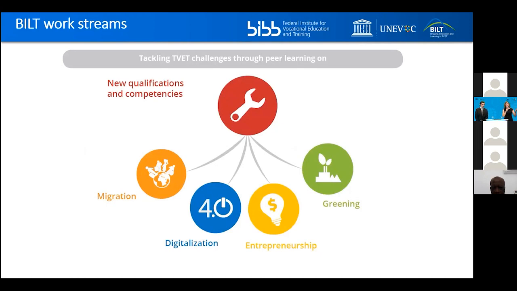Our core questions related to these BILT thematic areas are, firstly, which new qualifications and competencies are relevant, with special attention paid to green competencies, to entrepreneurial competencies, to digital competencies, and to competencies related to migration? Secondly, how do we integrate new qualifications and competencies in curricula and training regulations once we've identified them? And thirdly, how are new qualifications and competencies implemented in practice in terms of teaching and training methods?